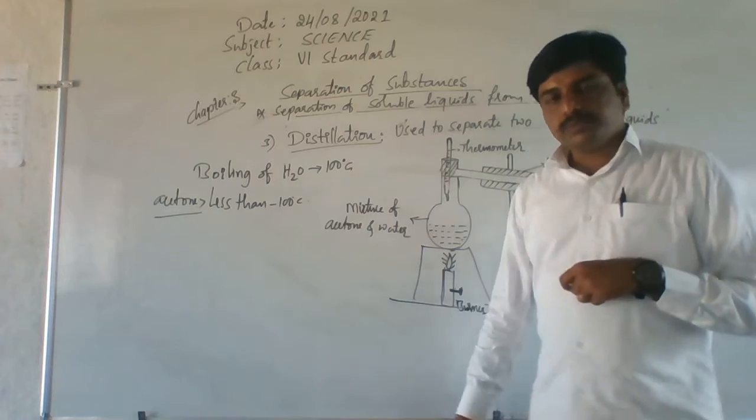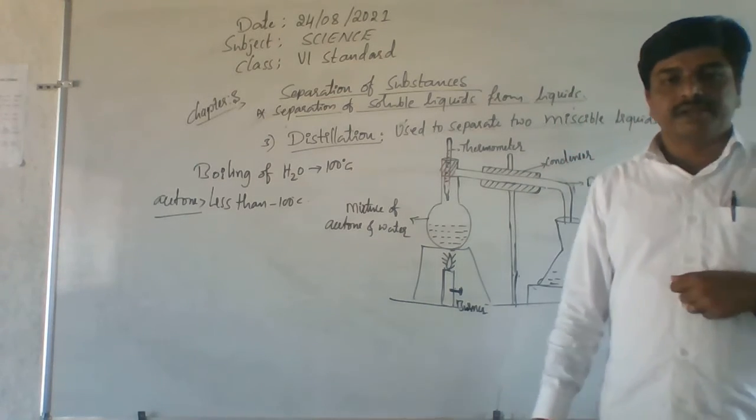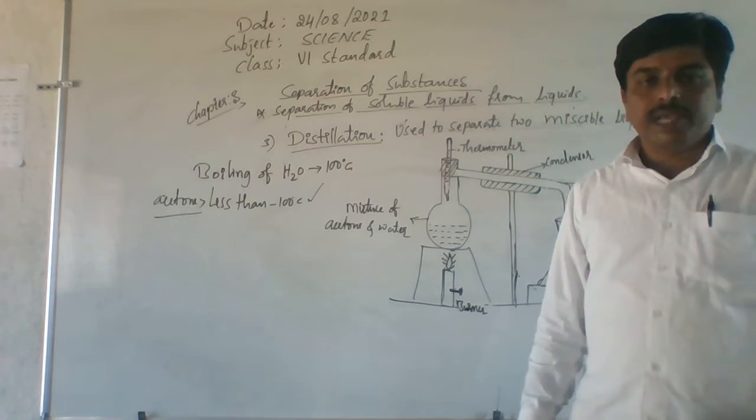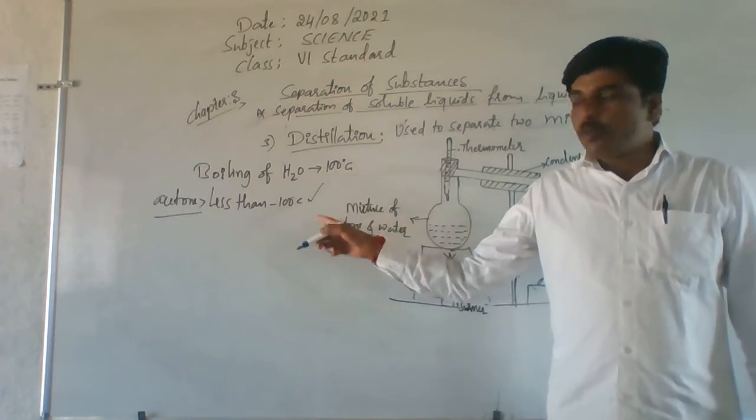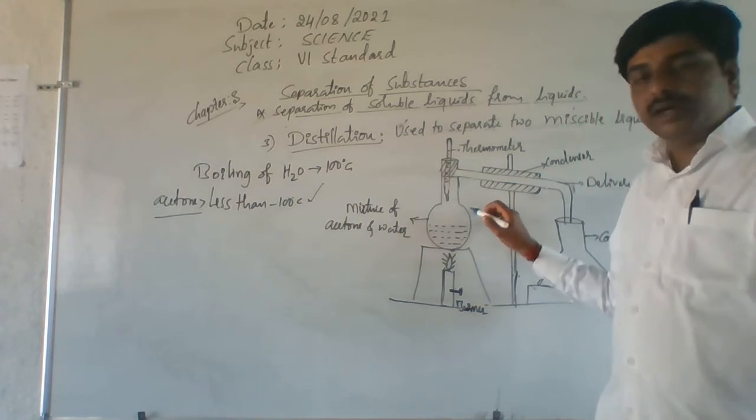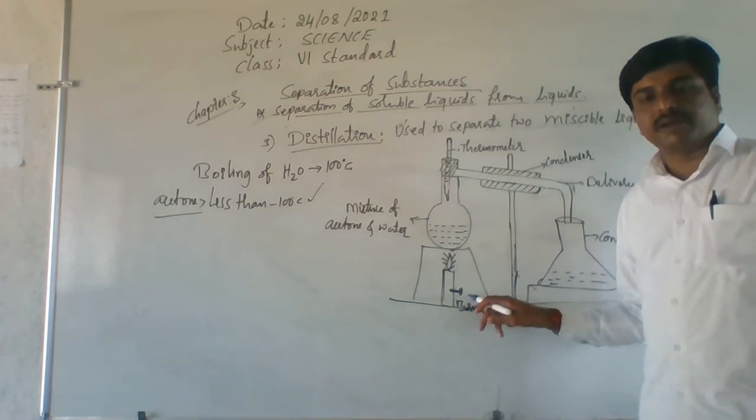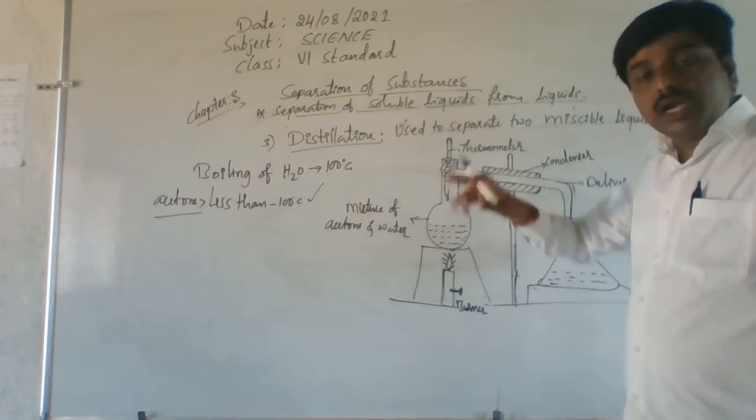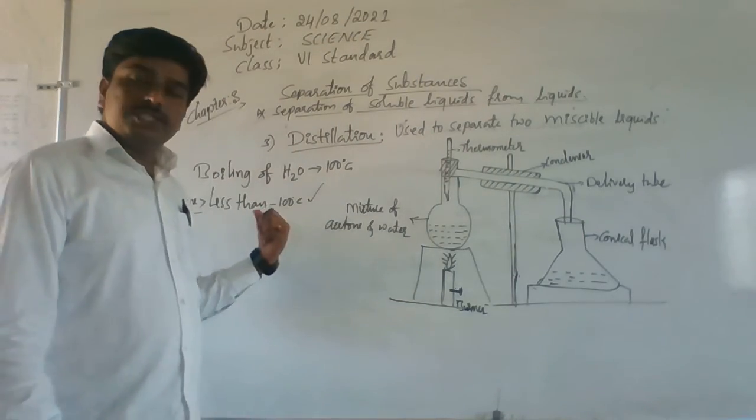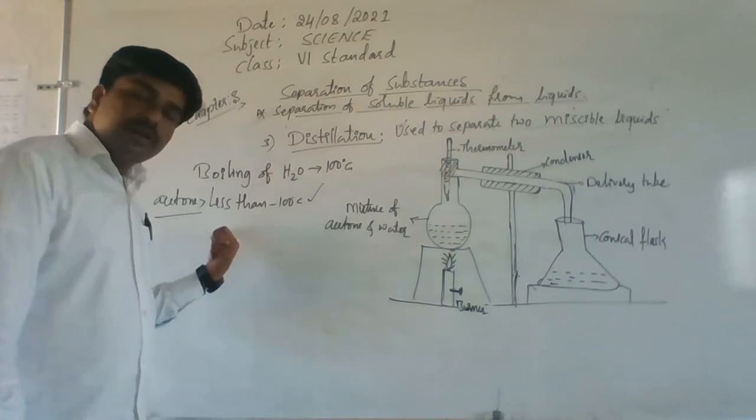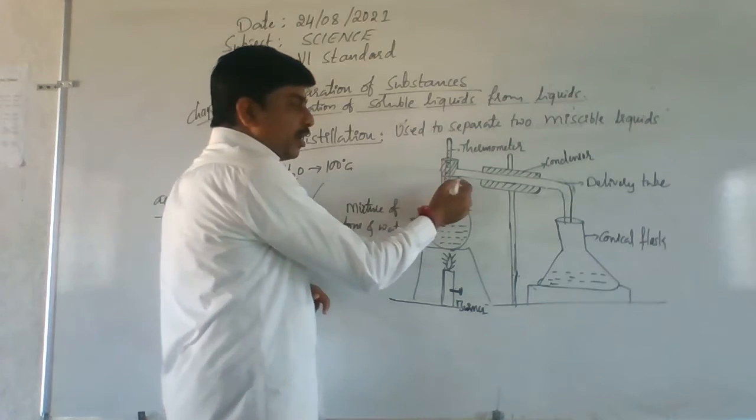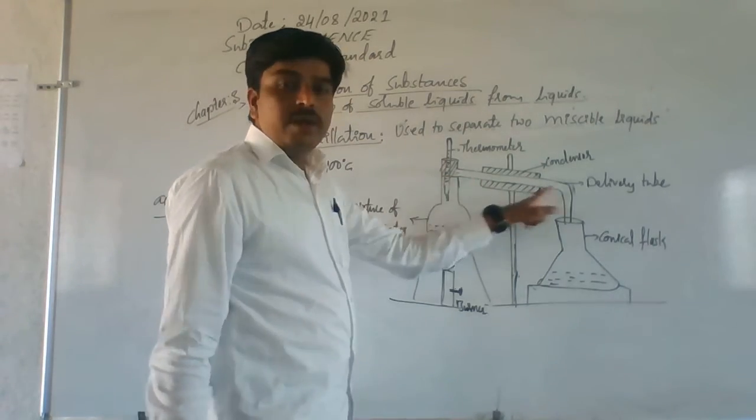Now you can guess which liquid starts to evaporate first. Which liquid? Very good. What is that? Acetone, because acetone has a boiling point less than 100 degrees Celsius. Hence, when you heat the mixture with the help of a Bunsen burner, acetone starts to evaporate first, because it has a lower boiling point than water. This vapor passes through the delivery tube.